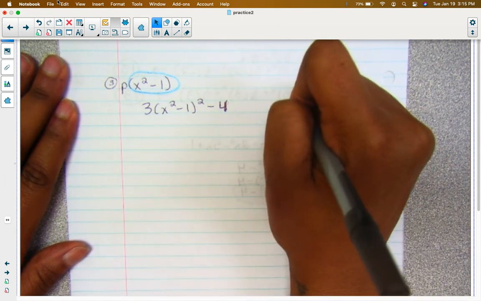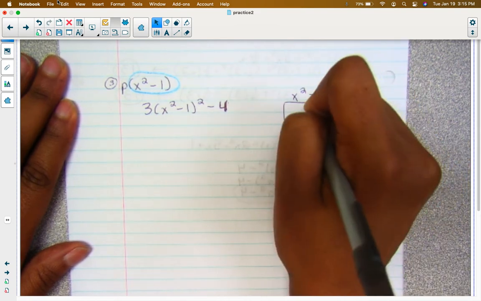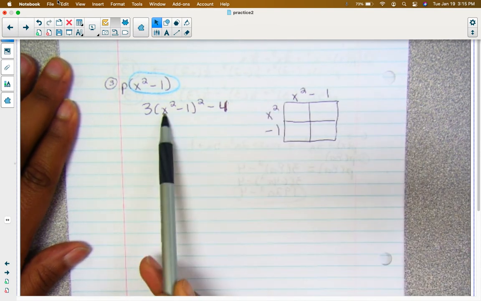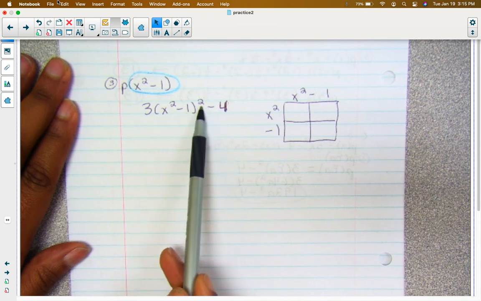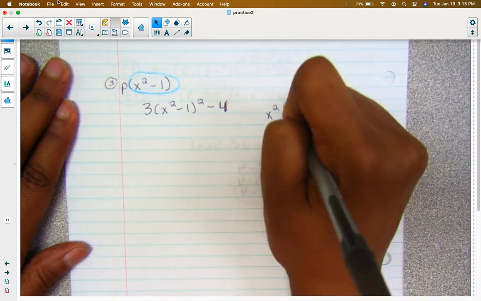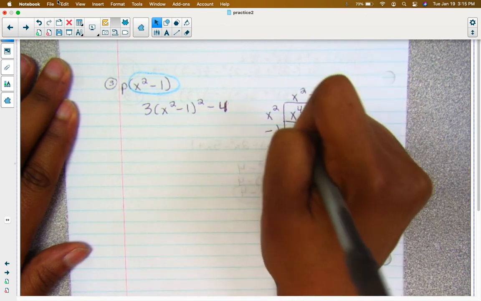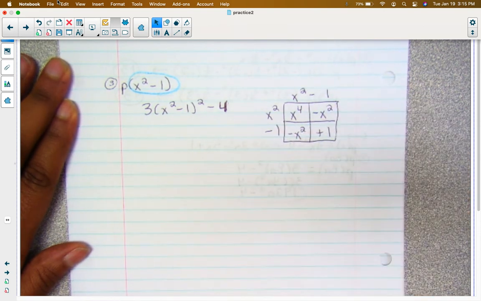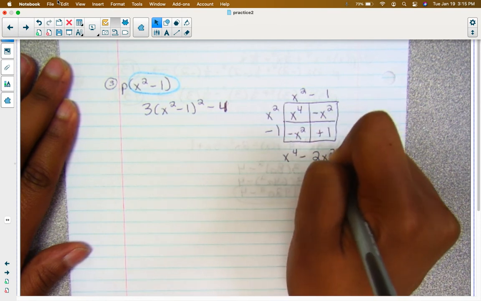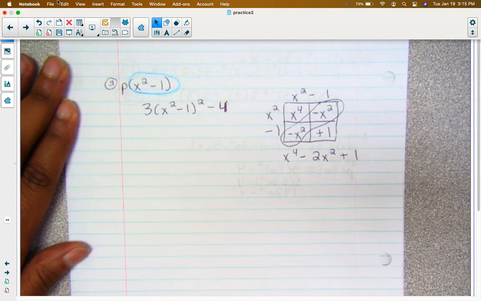So over here to the side, I'm going to do x squared minus 1 times x squared minus 1. So right now, I'm doing x squared minus 1 squared. So x squared minus 1 times x squared minus 1. I'm going to multiply this out. That's going to give me x to the 4th, minus x squared, minus x squared, plus 1. I got some like terms. That gives me x to the 4th minus 2x squared plus 1 because these are like terms.